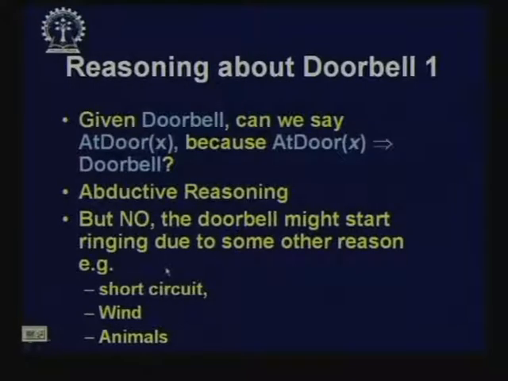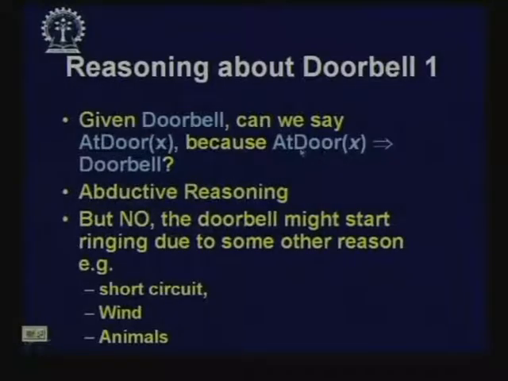But then you may ask, well, if there is a doorbell, then obviously there is someone at the door, but no. The doorbell might start ringing due to some other reason, although less probable, although mostly that will not happen, but still it is possible that the doorbell has rung due to a short circuit, maybe because of wind, or maybe the dog or some other animal just pressed the doorbell or whatever. There can be 1001 reasons for that. Okay. So, what to do?